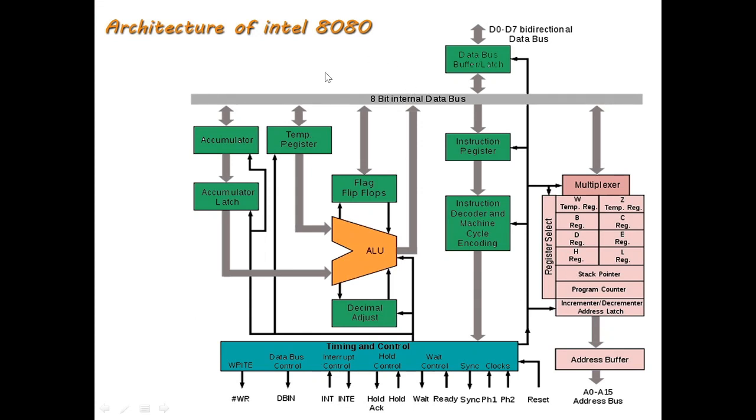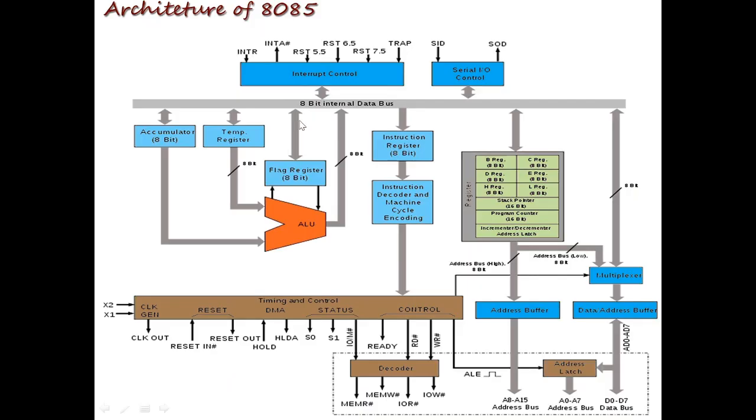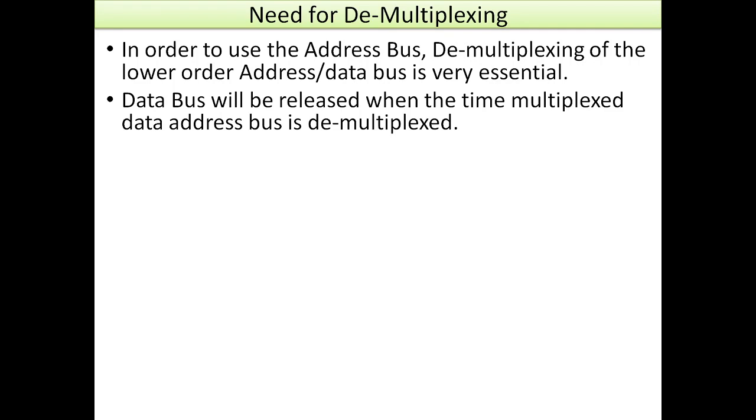This is the architecture of 8080. You can very well see that there was a dedicated 16-bit address bus and a dedicated 8-bit data bus. But in the case of 8085, the lower order address bus and the data bus were time multiplexed and only the upper address bus was dedicated. Now let's see how the demultiplexing can be achieved. If at all we need to use the data bus, we have to demultiplex the data bus and the lower order address bus.